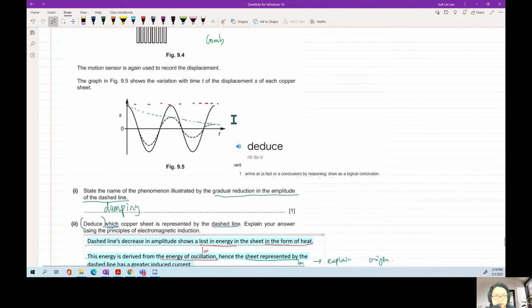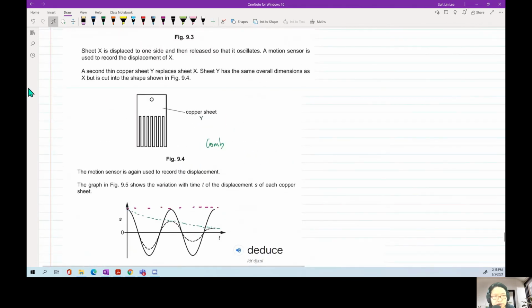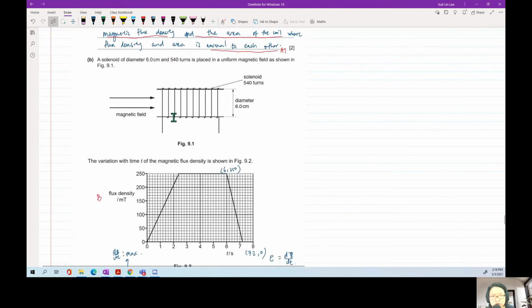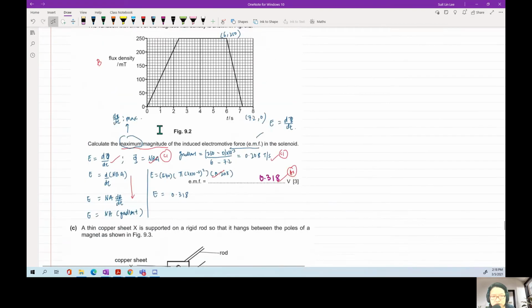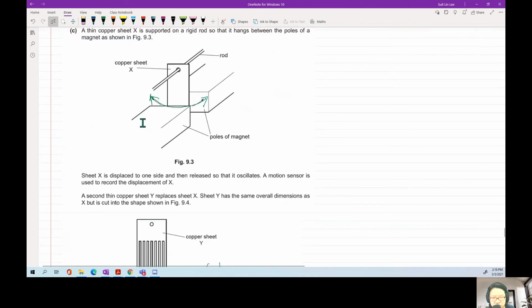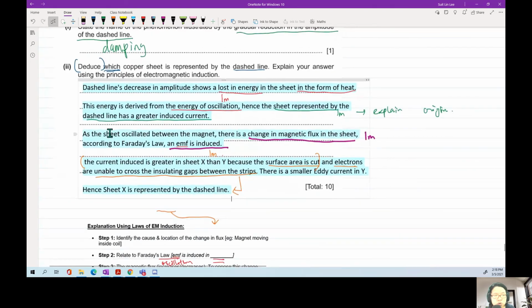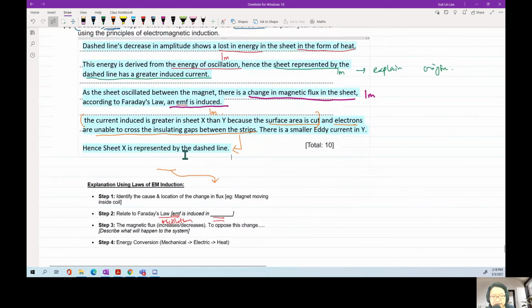So that's it. This one is your FM21, which actually covers a lot, you see. There's analysis of the graph, there's calculation, there's explanation. The only difference is that they didn't ask you to sketch anything. So what we are talking about is we are identifying the cause and location of the flux. We are going in reverse. There's an energy conversion, and the greater energy conversion is with the greater surface area that is not cut. That's why the current is greater in X.